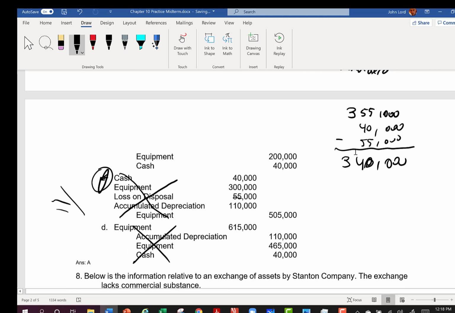I didn't have to do any of this. All I had to do was see which answers had the loss debited and then realize that they debited cash instead of crediting it for cash that was paid, and I was done.